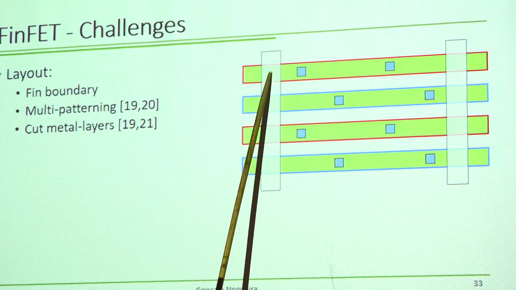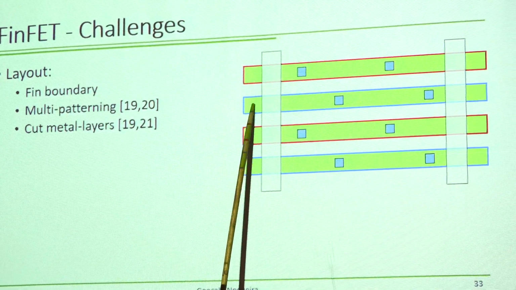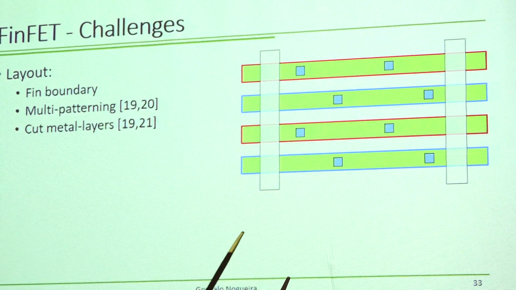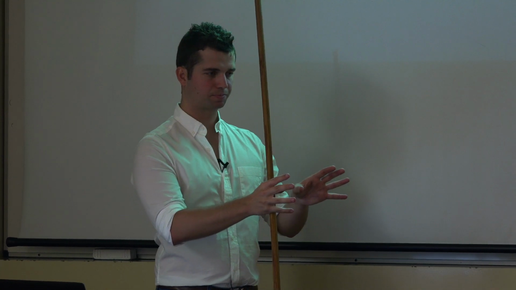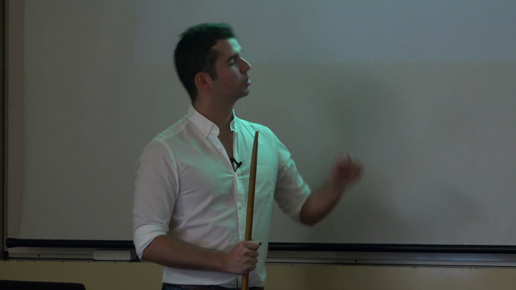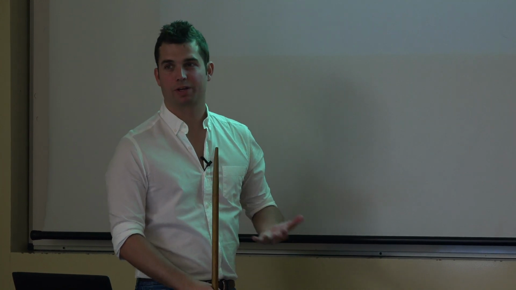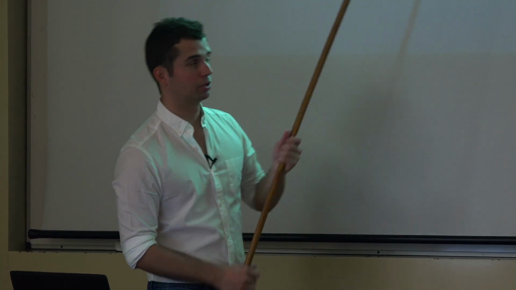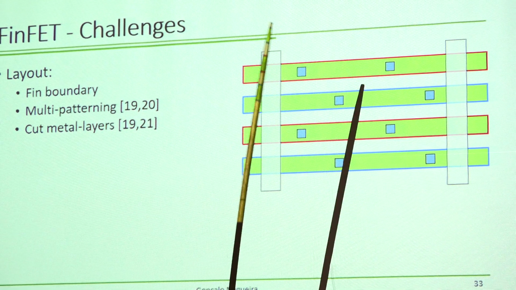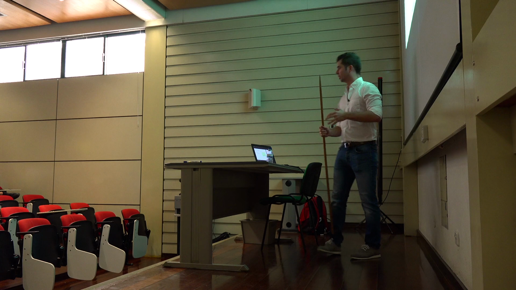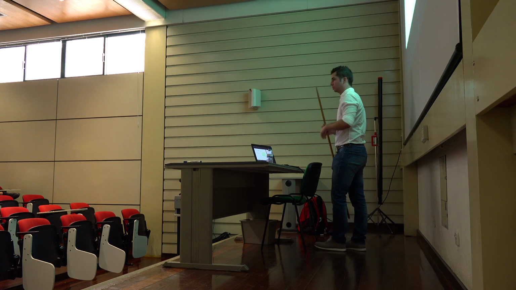Also, you have cut metal layers. For instance, in this case, if you have a cut metal layer here, you're separating this part from this part, this part from this part, and so on. But if you were trying to do this in the foundry, in order to respect the design rule manuals and not have any issue, these two would need to be further away to be safe. Instead, cut metal layers are used for them to be closer.